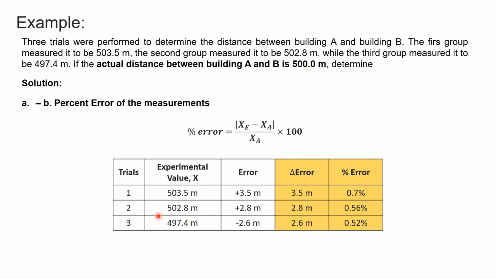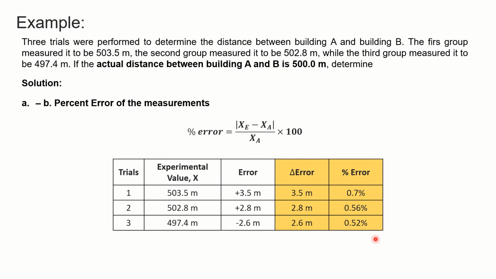Ayan. So for trial number 2, experimental data 2, 502.8 meters. To know how big a part this error is compared to this one, we divide 2.8 meters by 500 times 100, we get 0.56%. So 2.8 meters is 0.56% of 500, while 2.6 meters divided by 500 times 100, so 2.6 meters is 0.52% of 500.